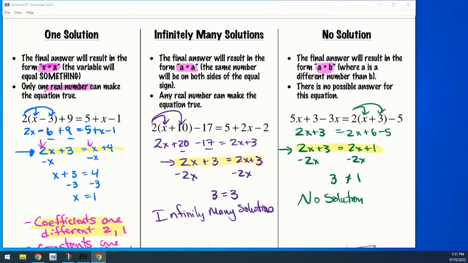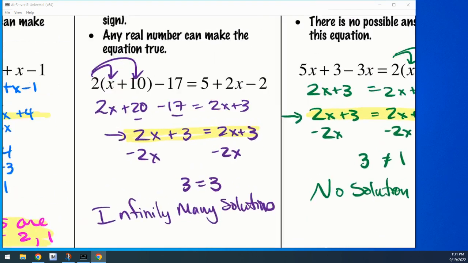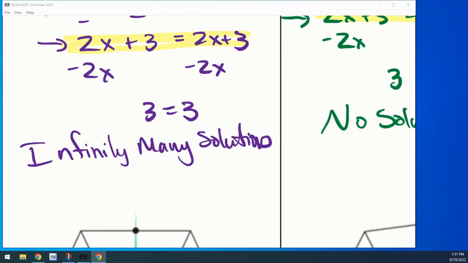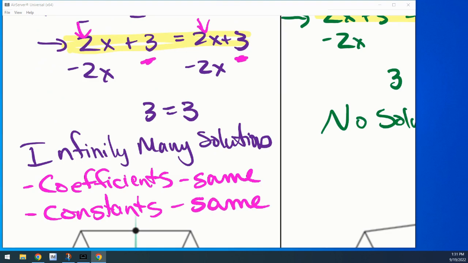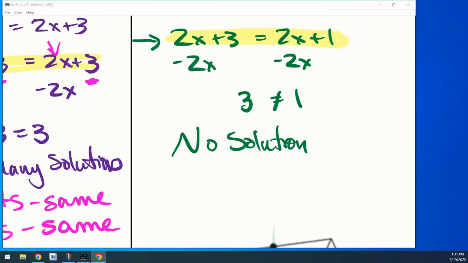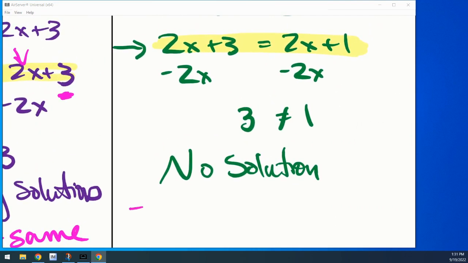Then the next one we're going to look at is infinitely many solutions. If I look at this, look at my coefficients. My coefficients, that means this right here and this right here, they're the same. Then I'm going to look at my constants. Okay, this constant and this constant. They're exactly the same. That is how you're going to tell that it's infinitely many solutions. Then last but not least, I'm going to look over here at no solution. I'm going to look at my coefficient.